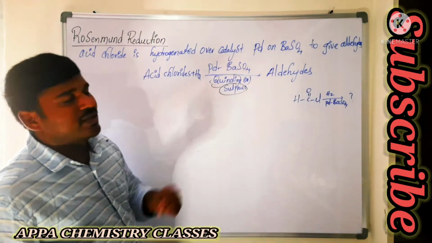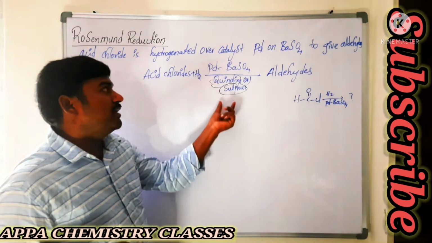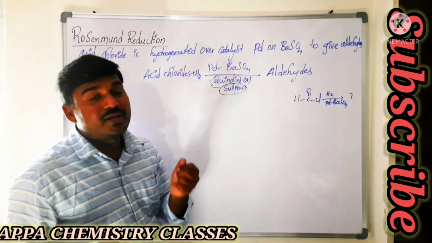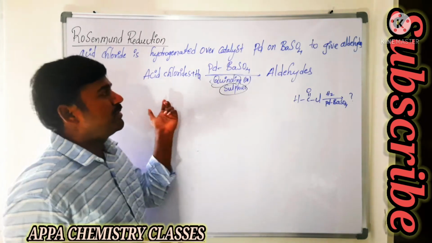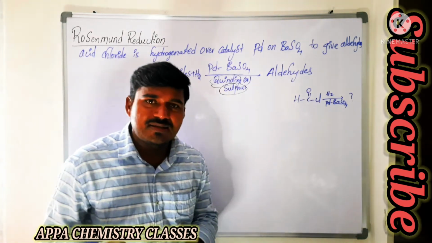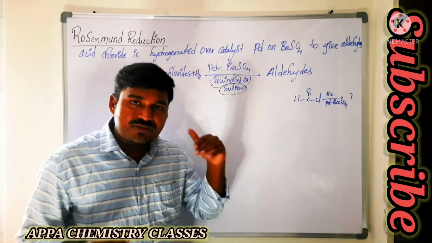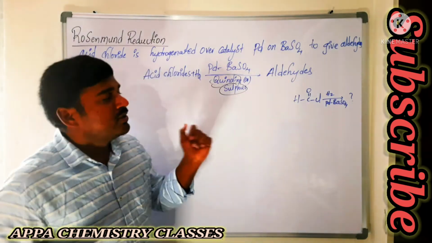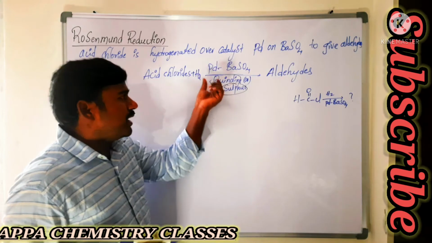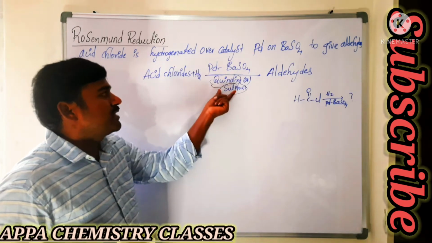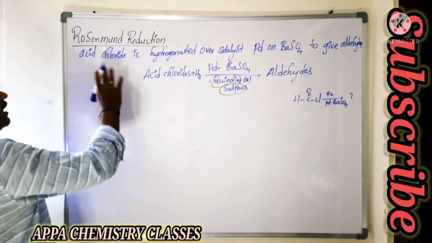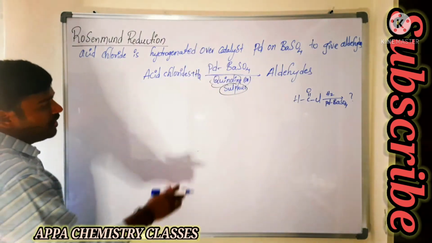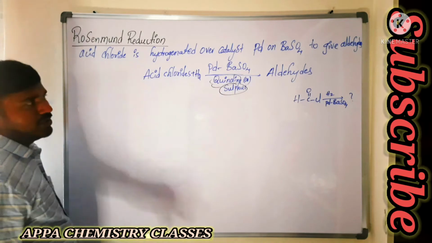The quinoline and sulfur will reduce the activity of the catalyst, because if it is not reduced, then the acid chlorides will be converted to alcohols but not aldehydes. Further reduction takes place. So to control the activity of the catalyst, we use quinoline and sulfur. That is very important. Acid chloride will be changed to aldehyde in the Rosenmund reduction.